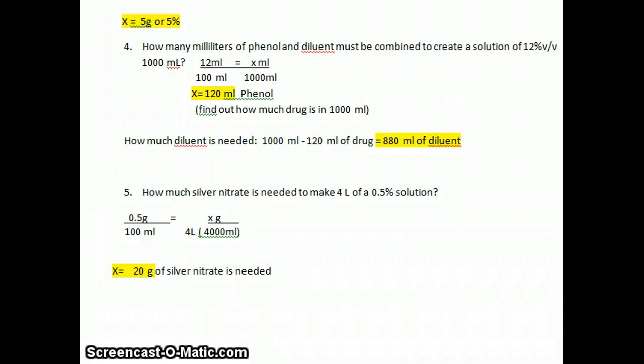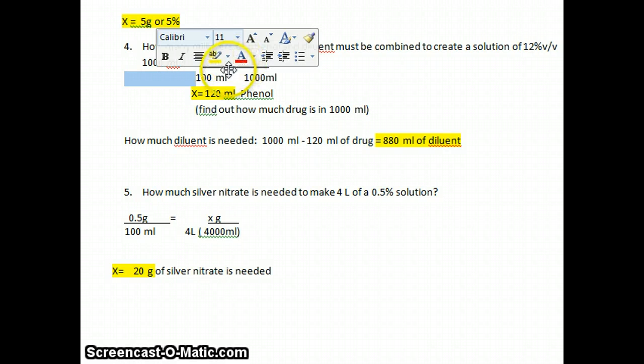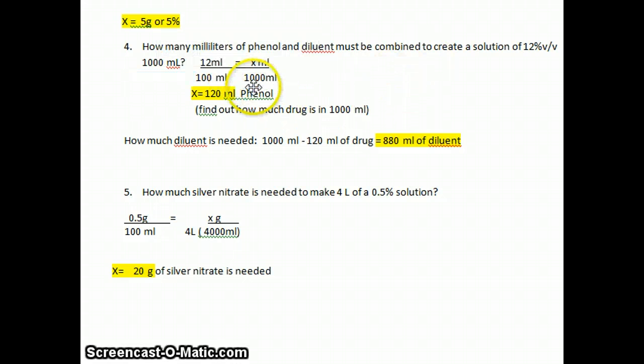In this problem, we are on number 4 here. It says we need to solve to find out how many milliliters of phenol and diluent must be combined to create a solution of 12% volume in 1000 mL. So we're going to set this up. 12 milliliters over 100 mL equals X milliliters over 1000 mL.